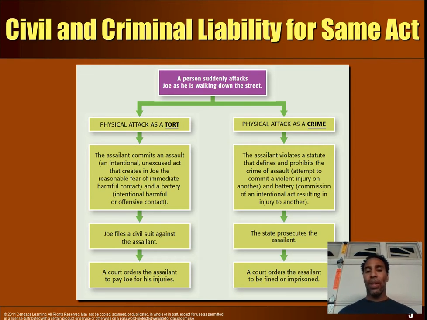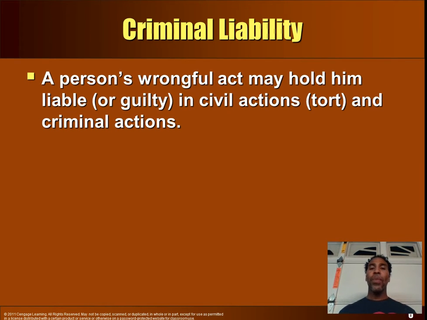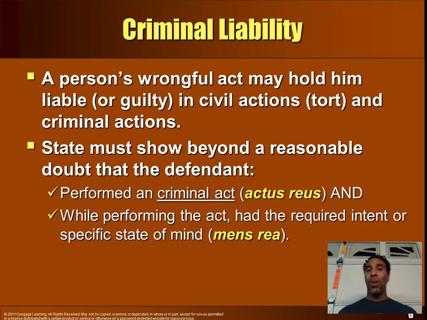So that doesn't really affect Joe, except for feeling good about the fact that this person is going away for this crime. But that part comes from the state. So in terms of criminal liability, a person whose wrongful act may hold him liable or guilty in civil actions and criminal actions, right? Typically, if you're guilty on the criminal side, it's very easy to prove that you're going to be guilty on the civil side as well.